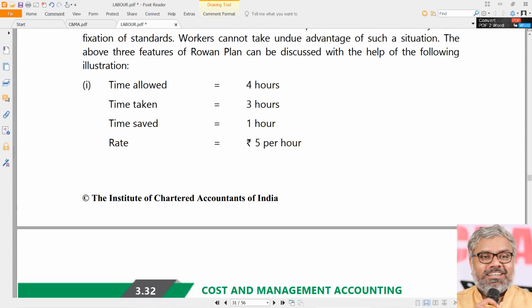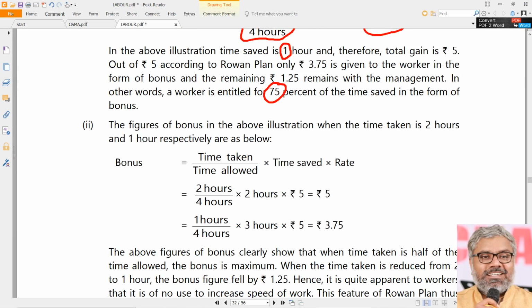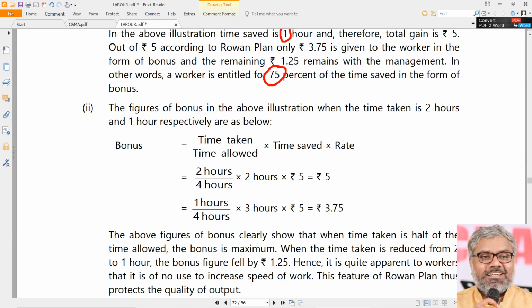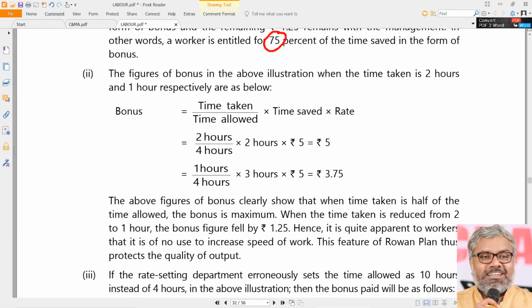Imagine, let us say the worker now has worked faster. Let us say he has taken 2 hours instead of 3 hours. So in the same illustration, let us say time taken is 2 hours. Just changing the time taken. When the time taken changes, naturally the time saved also will be changing.